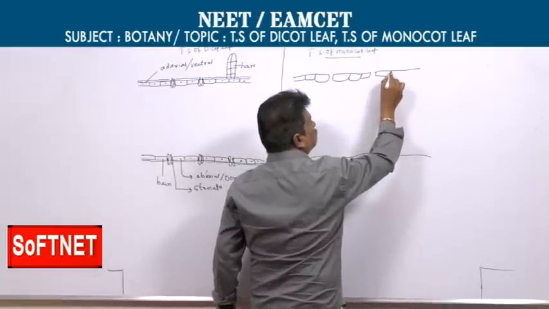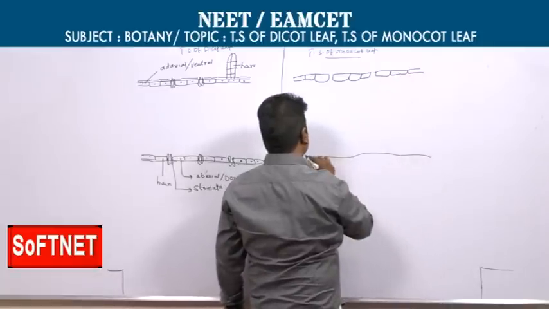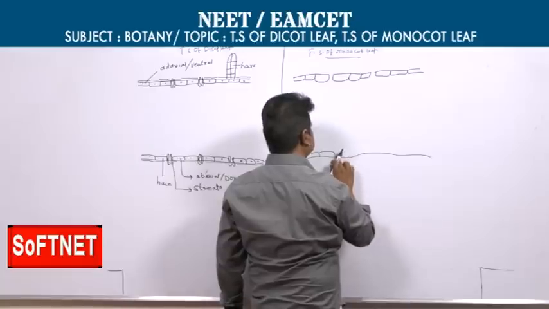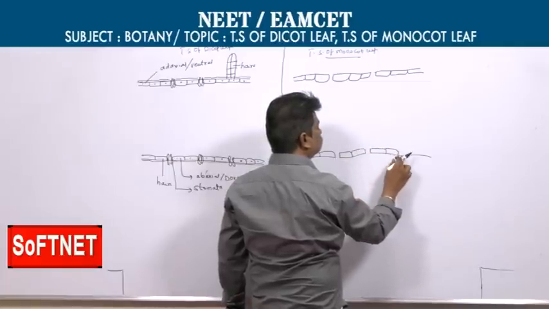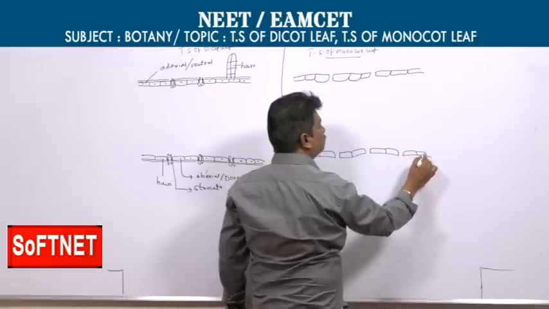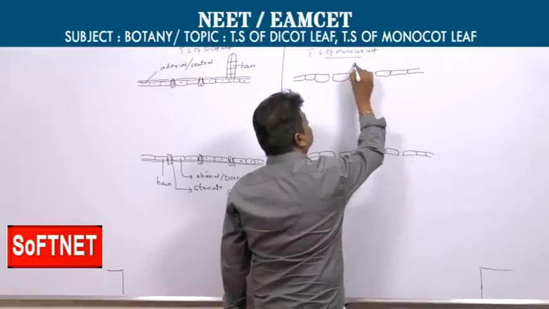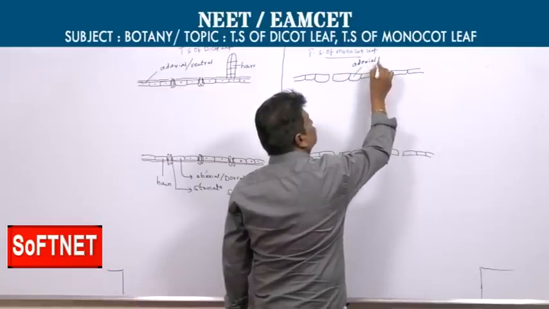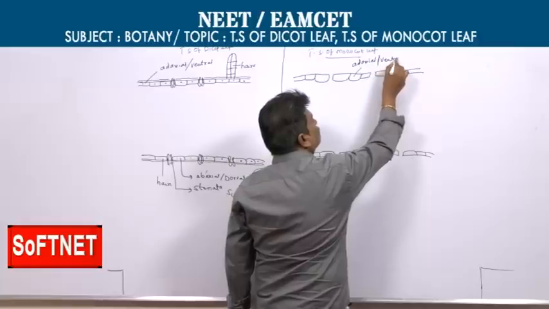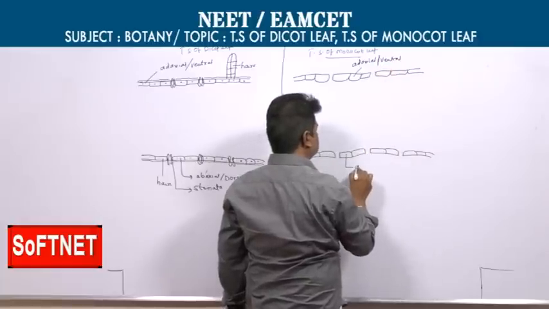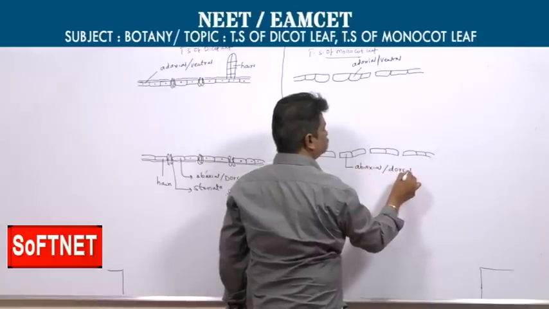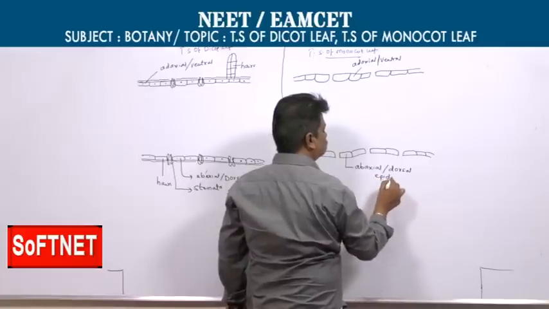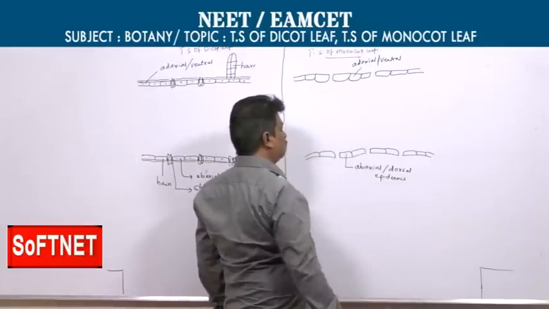Even in monocots, epidermis is present on both sides. The upper side is called adaxial or ventral epidermis. The lower side is called abaxial or dorsal epidermis.